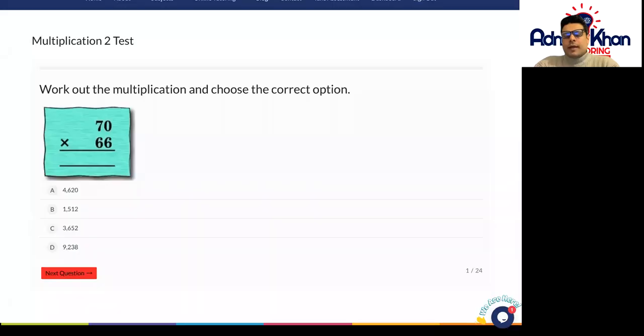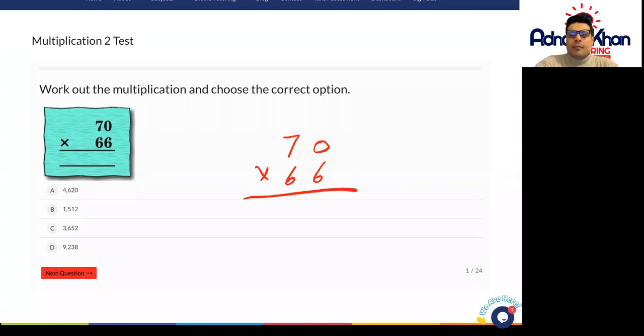Hello and welcome to this multiplication homework, and this is all about double-digit multiplication. So let's just do the first example here for you. 70 multiplied by 66. Remember that these types of questions are very important because you'll learn how to do working out using these questions.